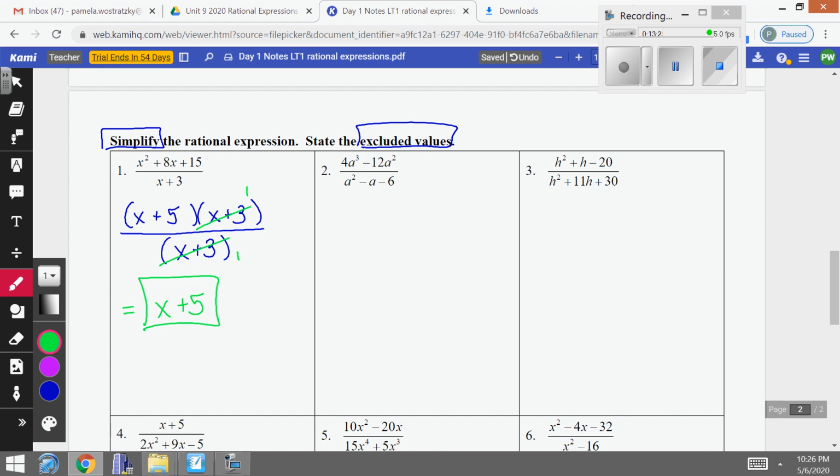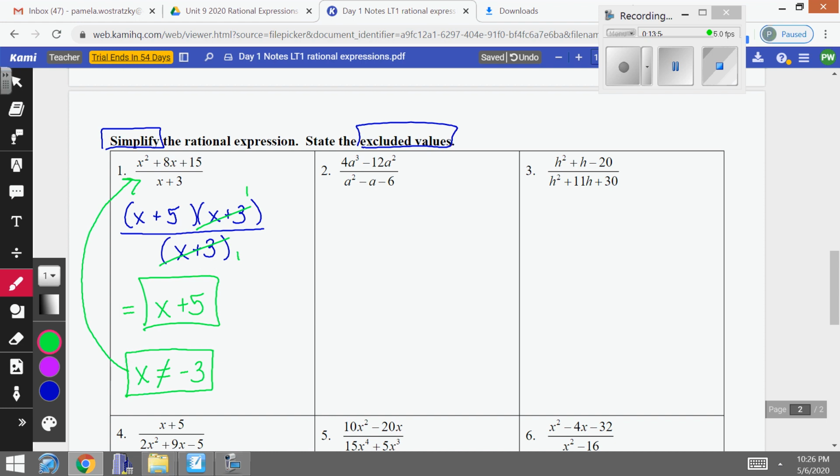However, when I go back and think about my original problem right here, I'm thinking of my excluded values. Now, in my answer, I don't have any denominator. So you might think, okay, well, there are no excluded values. But what we always actually have to do is think about the original problem. What number for x would make that denominator equal to 0? In this case, negative 3 would make that. And so that is an excluded value.